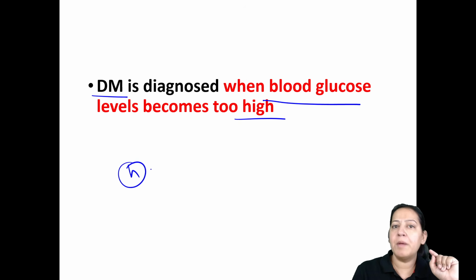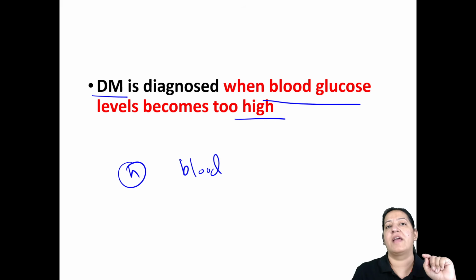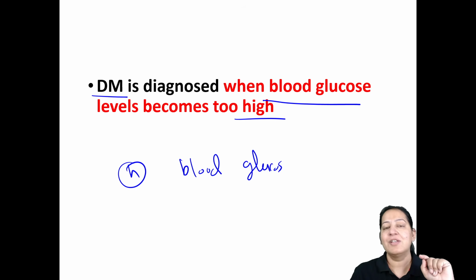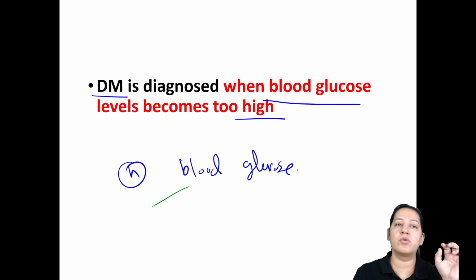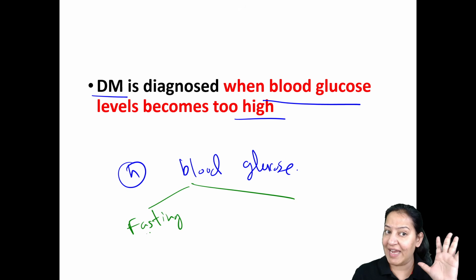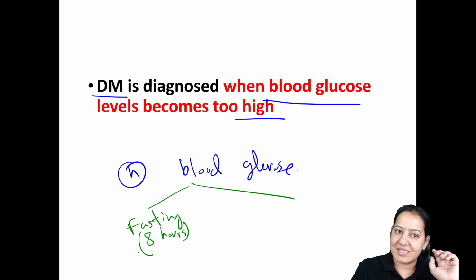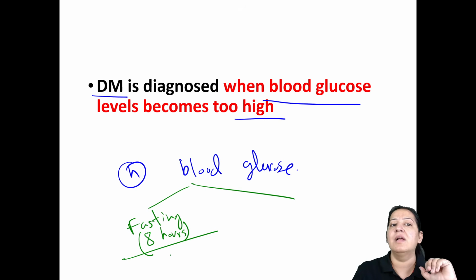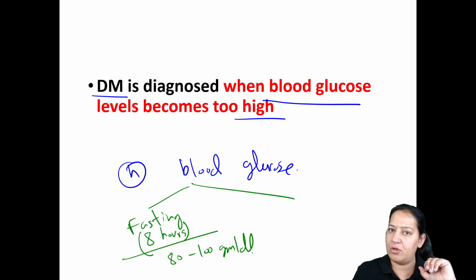So what is the normal blood glucose level? When will you call it high? If you talk about the normal blood glucose level, if you are fasting, by fasting I mean from the last 8 hours I have not eaten anything, so it is known as fasting. Fasting blood glucose level, the normal level is 80 to 100 milligrams per deciliter. This is normal blood glucose, right?